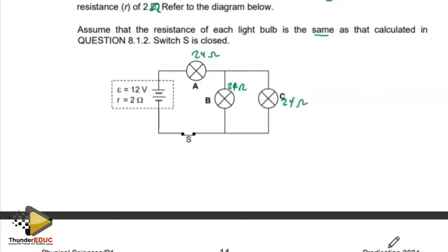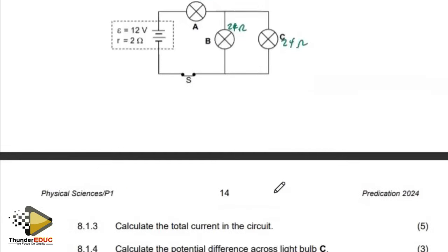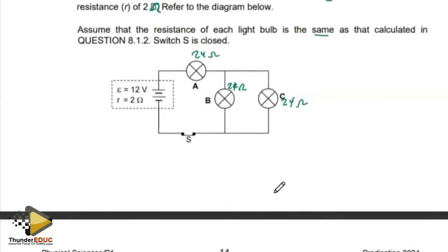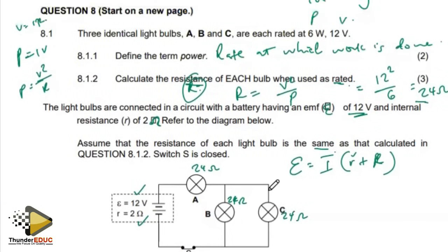Okay. What is the first question asking for? They want the total current within the circuit. 5 marks. Okay, so I can use the EMF formula and say it's I into R plus r. It's told us EMF of this. So we have the EMF of 12, the internal resistance, we have it. Do we have the current? We can get the current since we already have the power and the voltage. Okay, let me start with that.